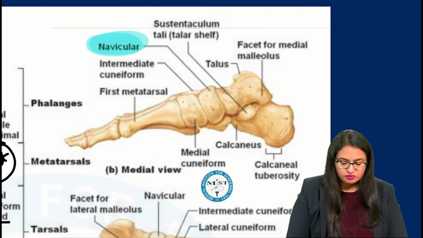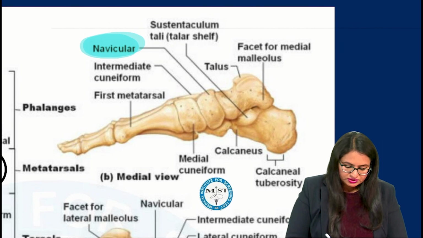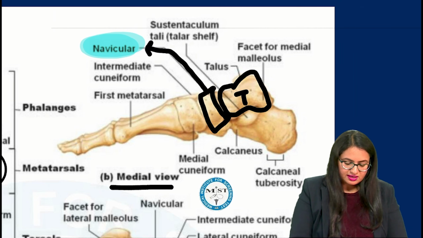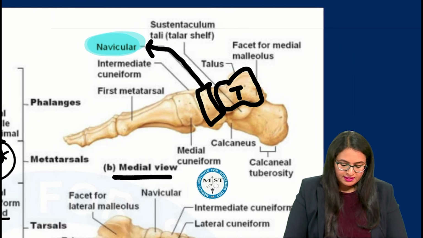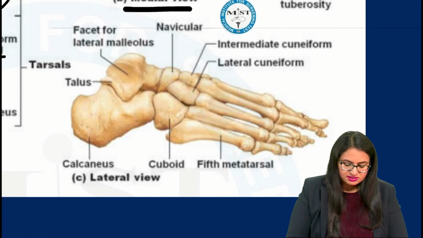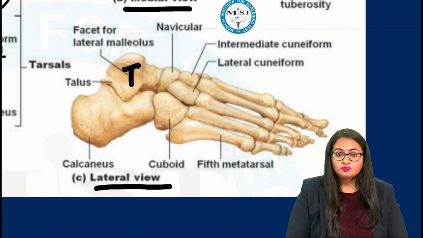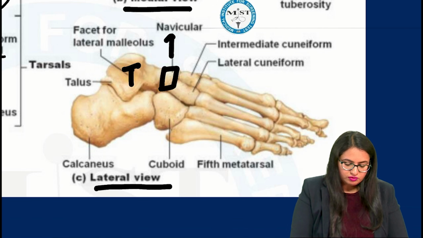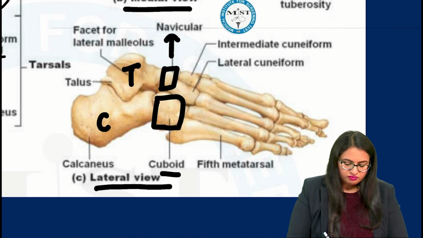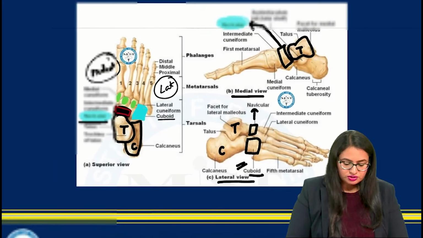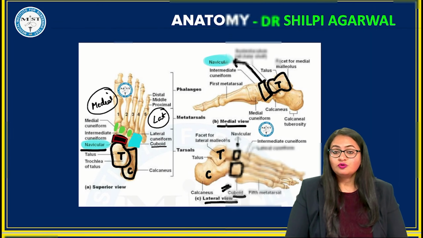And if by chance you see the medial view, this is the medial view. In the medial view, this bone is talus, and any bone in front of the talus is navicular. Okay, this is the navicular. If we see the lateral view, this is the lateral view. In the lateral view, you can see this is the talus bone. In front of the talus, again, whatever bone you see is navicular. Calcaneum, in front of the calcaneum, whatever bone you see is the cuboid. So this is how you are going to identify the navicular as well as the cuboid in this image.